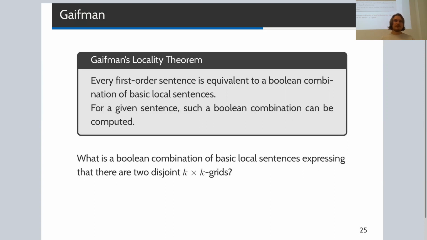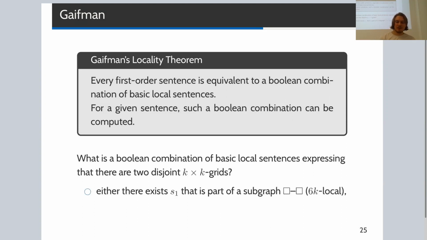The local property would be this 2k-local property of the existence of a k by k grid, and then the distance between these two corner vertices that you require would be 4k. That would be, this is just greater than 4k. Yeah, so that's part of the combination, exactly.